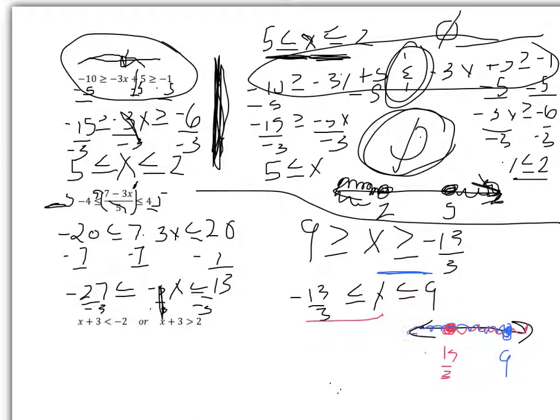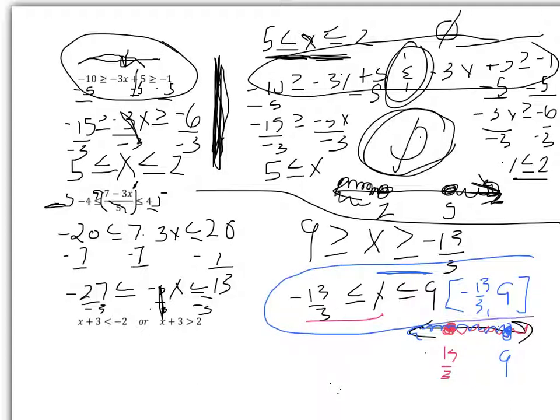Because this is classically an AND problem, we're trying to find where the overlap is. The overlap here happens between negative 13/3 and 9. Because we're including both of these points, we use the square brackets. So right here, this gives us both notations. Over here we have set builder notation. Over here we have the interval notation. And over here we have the graphic representation of what's going on with the solution set.